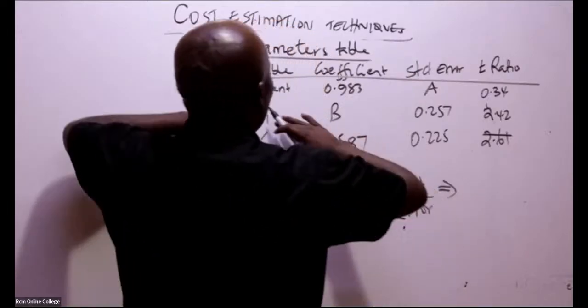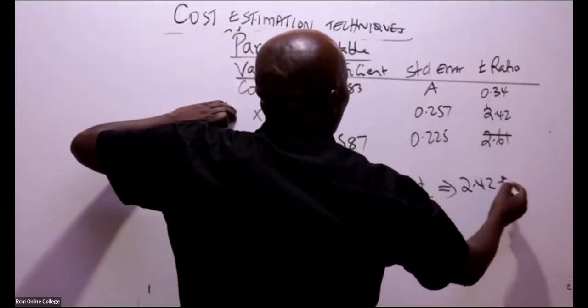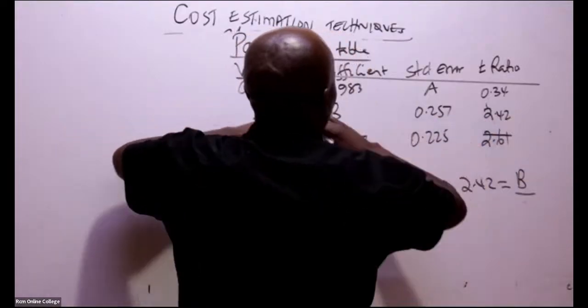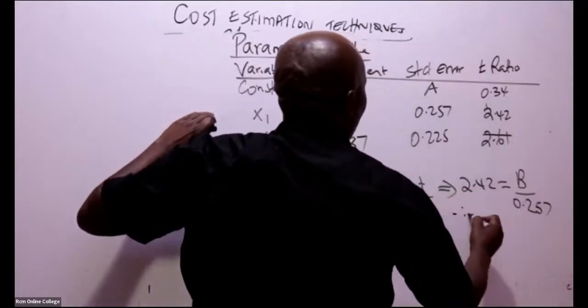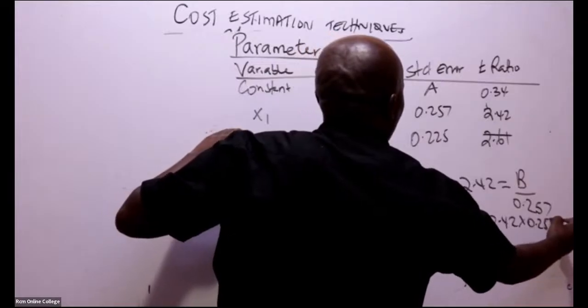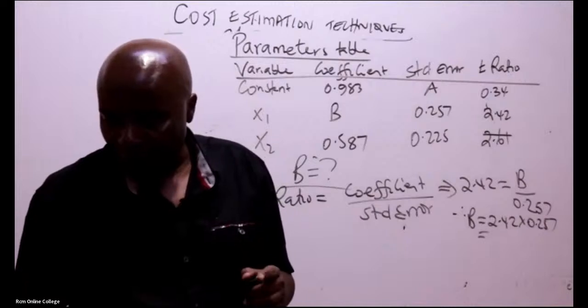The T-ratio for this variable is 2.42, equals coefficient of this variable, which is what is missing, B, all over the standard error, 0.257. Therefore, B will be 2.42 times 0.257, which will end up giving us what figure? That figure is correct. 0.62, isn't it?